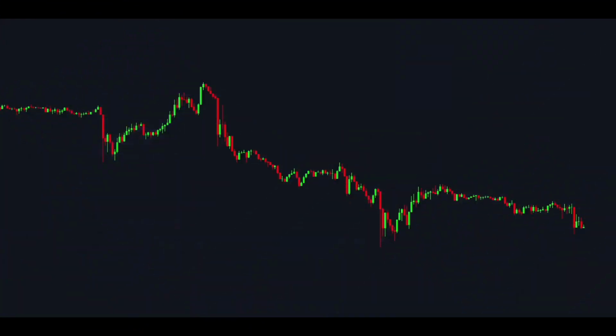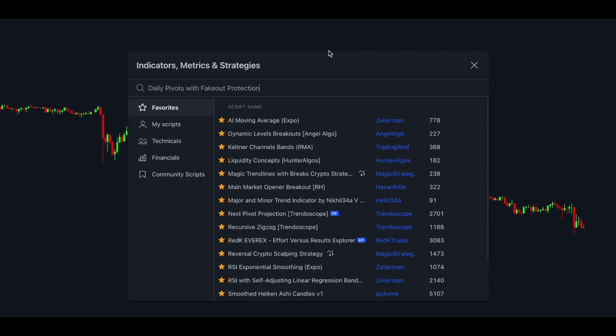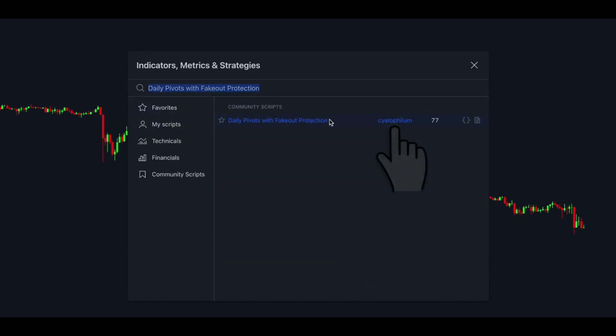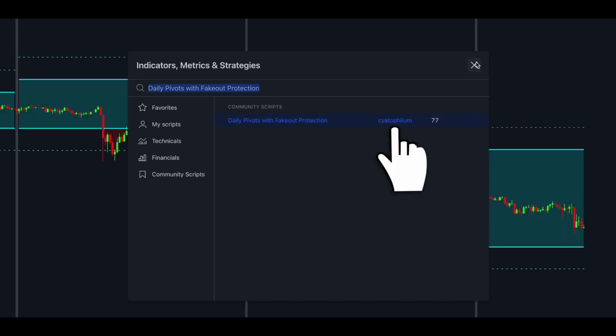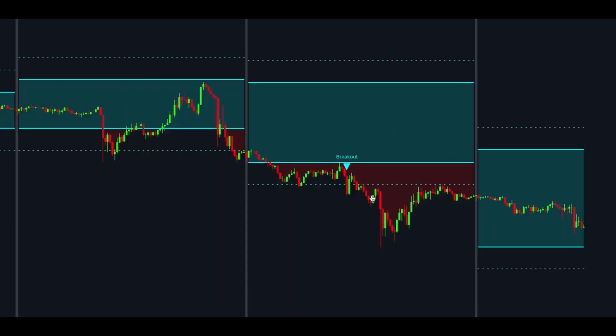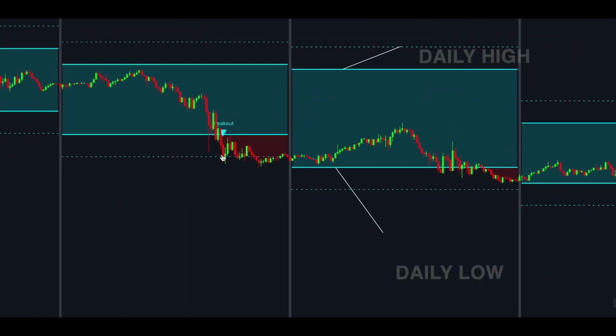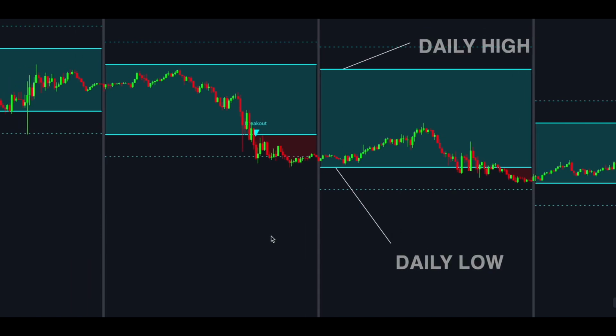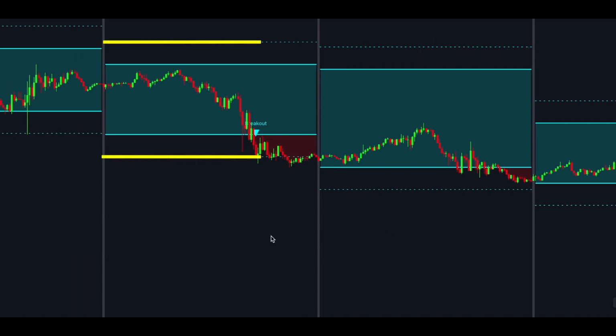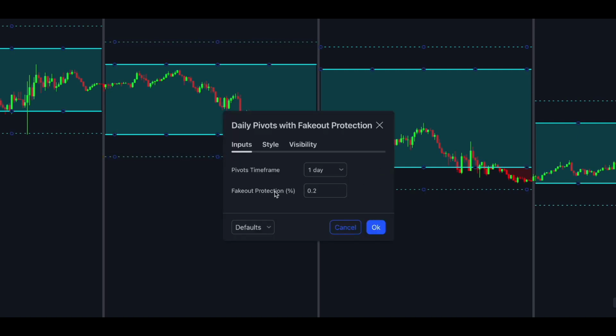To add the first indicator to the chart, open the Indicators menu and search for Daily Pivots with Fake-Out Protection by Cyatophyllum. This indicator helps identify potential breakout points in the market where the price could start moving strongly in one direction. It does this by marking daily high and low prices and adding a layer of fake-out protection to avoid false signals. Fake-out protection can be adjusted in the indicator's inputs.